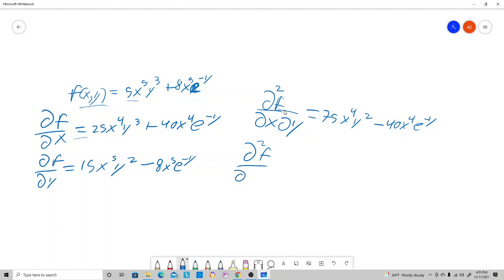And then we can do the same thing for the other one. So we already did with respect to y, now let's do it with respect to x. Keep this as we already did it, now we're going to take it with respect to x. So 5 times 15, that's 75 x to the fourth y to the second. And then to do this with respect to x, negative 40 x to the fourth e to the negative y.